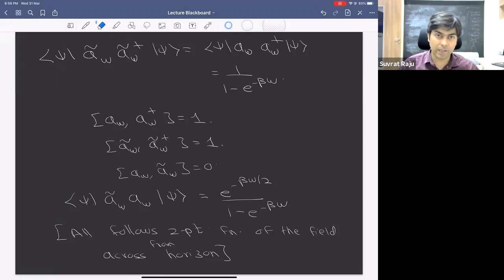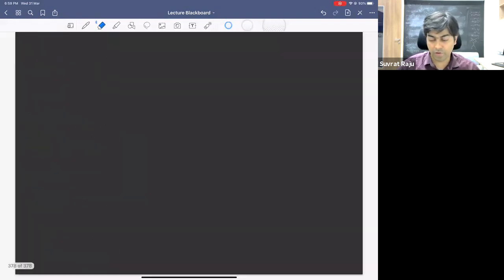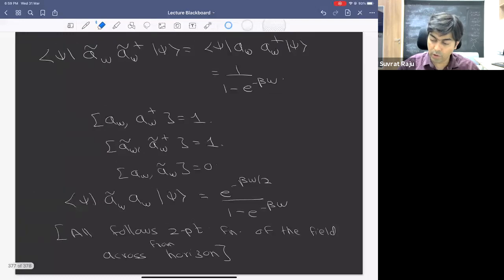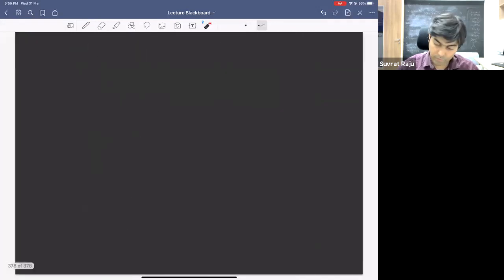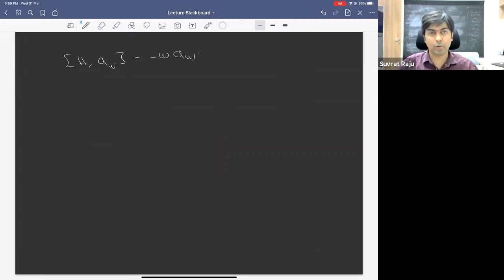Let me first remind you of 2 other commutators that we derived earlier, but perhaps did not emphasize. Those 2 commutators have to do with how these modes, a omega and a omega tilde, behave when you commute them with the Hamiltonian. The commutator is that H a omega is minus omega a omega. So a omega has negative energy, so it tends to draw out some energy. And we have that H a omega tilde is plus omega a omega tilde.